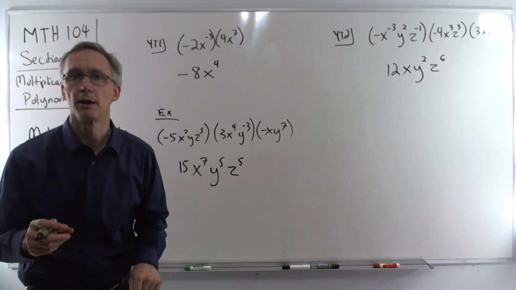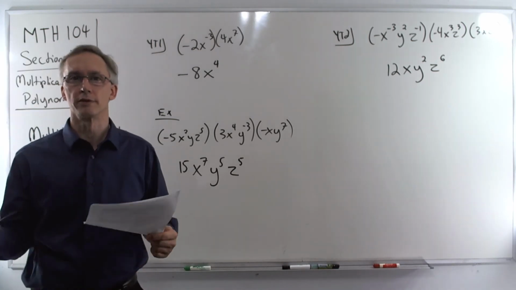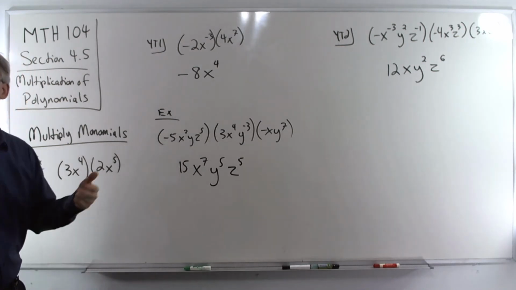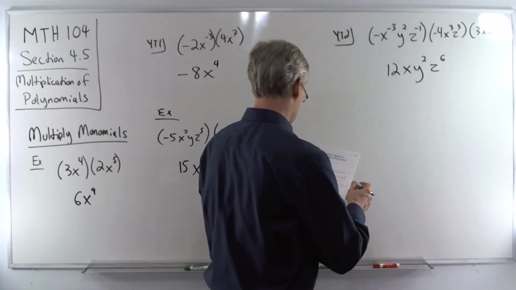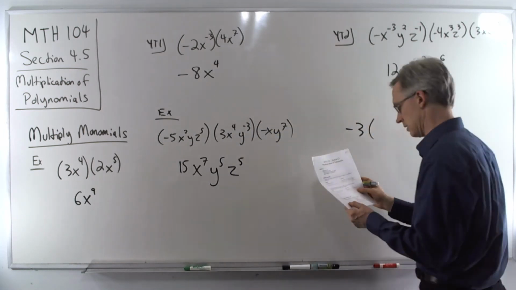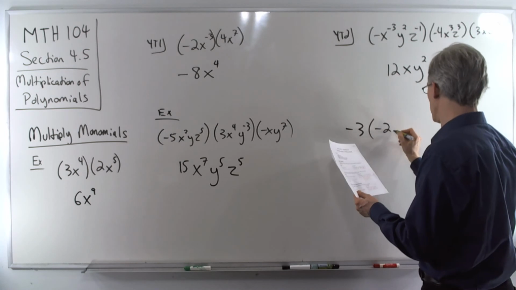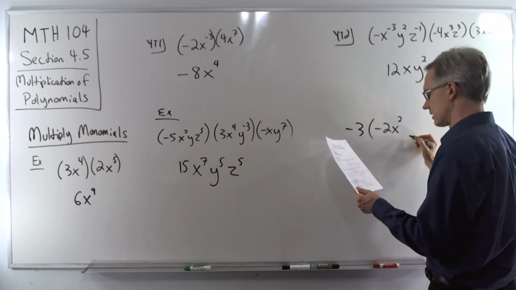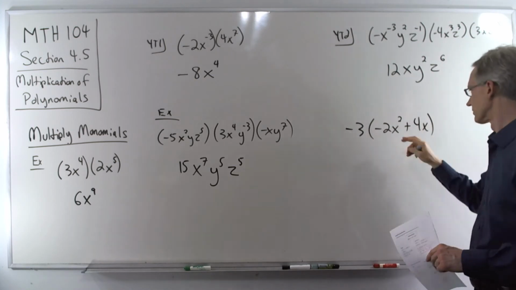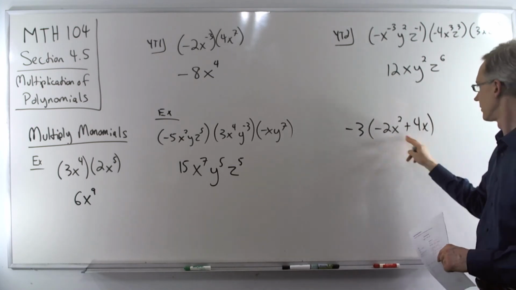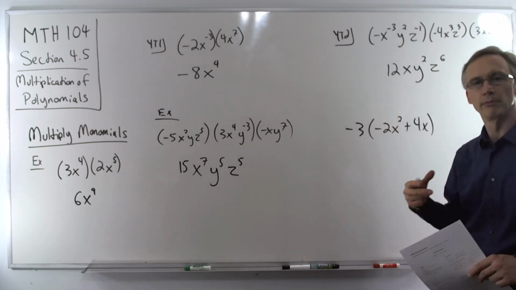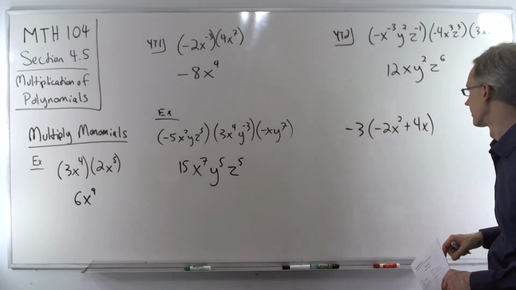All right, now we're going to multiply monomials by polynomials. So in essence, what we're going to be doing is operations like this repeatedly. So we got negative 3 times negative 2x squared plus 4x. All right, so we have 2 terms inside the parentheses we need to distribute, so we're doing 2 separate monomial by monomial multiplications.